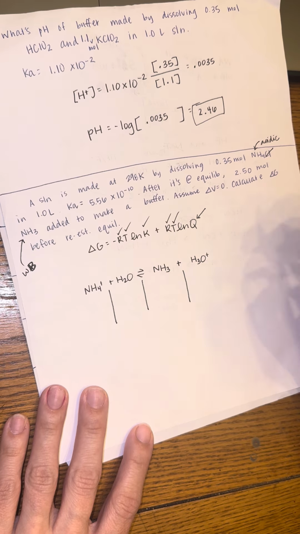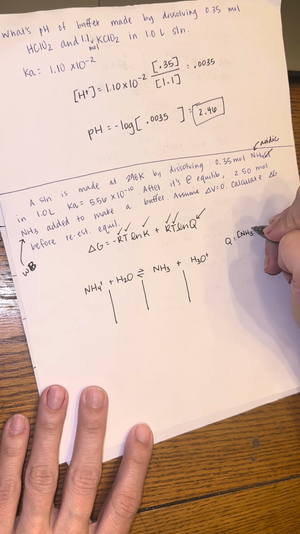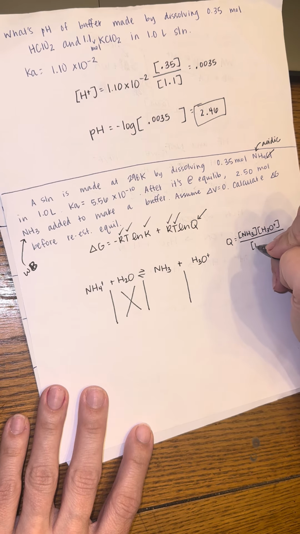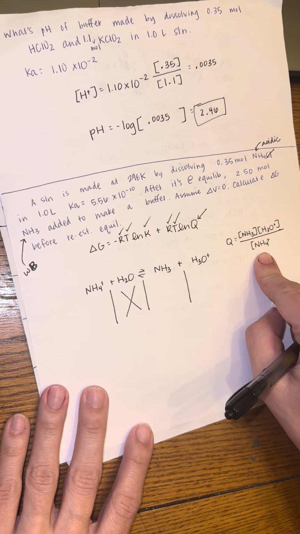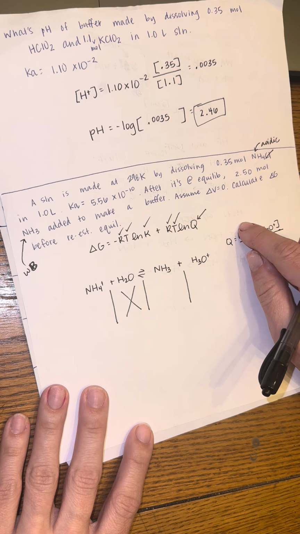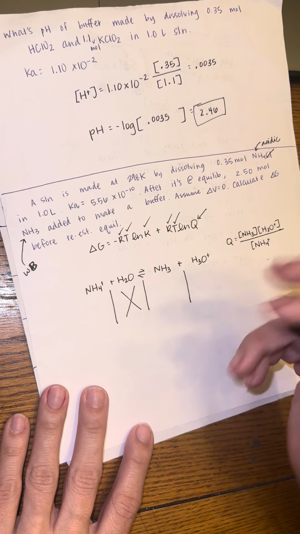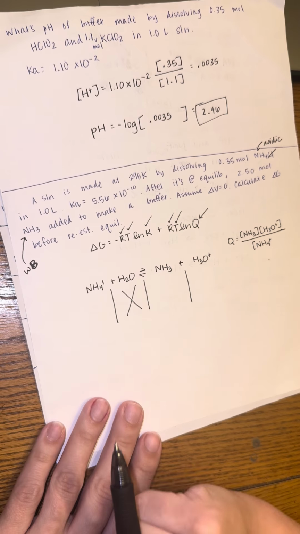And the reason we're doing this is because Q would be NH3 times hydronium over NH4, we don't care about water. So we're going to find these values at equilibrium and plug them in, but then we're also going to add this to our NH3 and figure out how it messed it up. And I can see right away, if I'm adding NH3, it should shift this way. So when we're done, we're hoping for a positive delta G, all right?